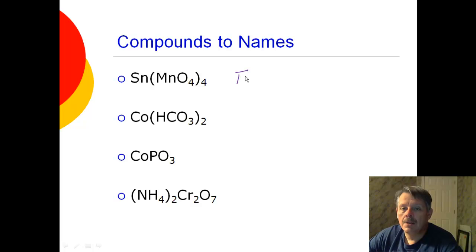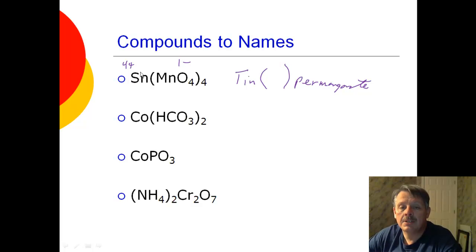All right, this is tin, and the MnO4, I look up on my ion chart, and it's permanganate. And do I have things in parentheses for tin? I sure do. So tin has to be a 4 plus, and this has to be a 1 minus. Does permanganate take on a 1 minus? It does. So tin takes on a 4 plus, so it's tin 4 permanganate. How about this one?